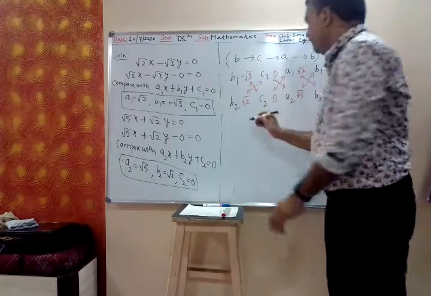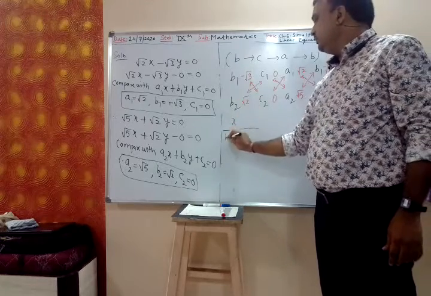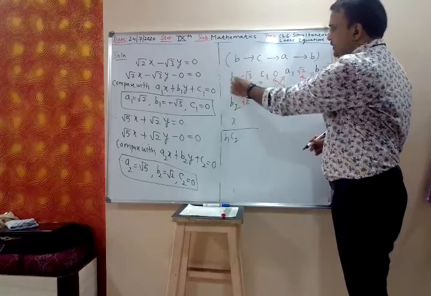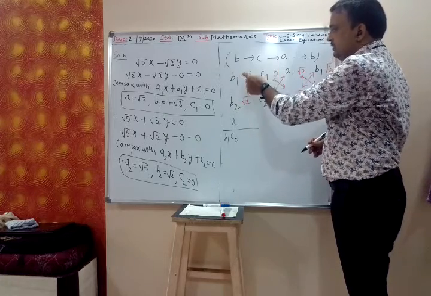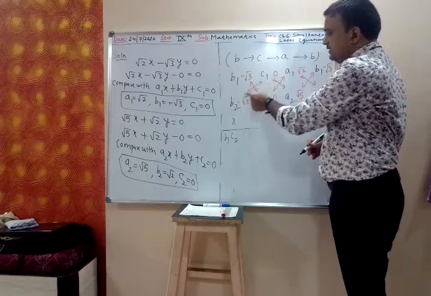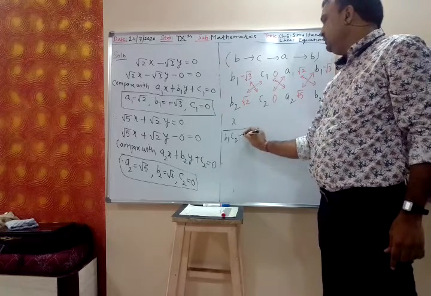So we write the formula x upon b1 c2. See here, if you write b2 c1 minus b1 c2, then answer will be negative, which is wrong. You have to write b1 c2 minus b2 c1.